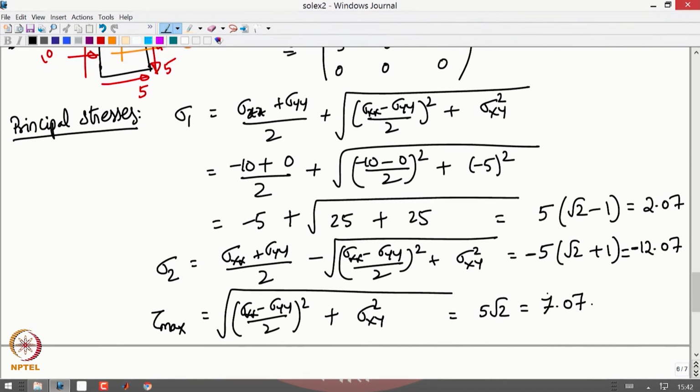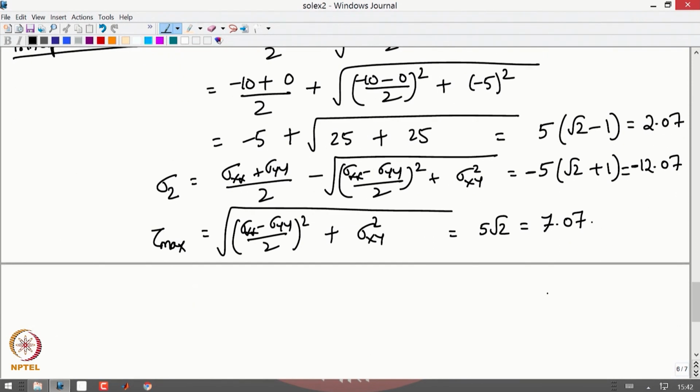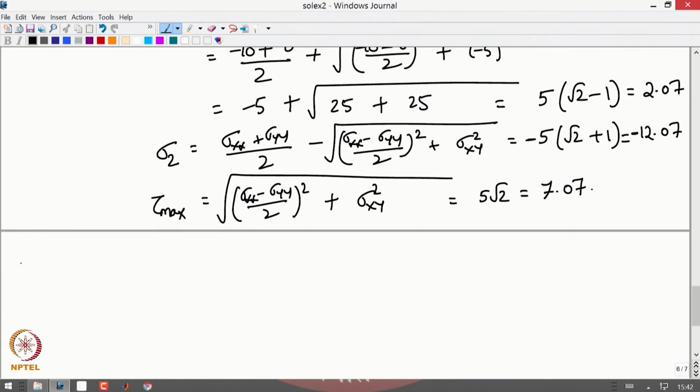Now, we were interested in finding out at what plane these principal stresses occur. Next, we are interested in finding out the plane on which the principal stresses occur.